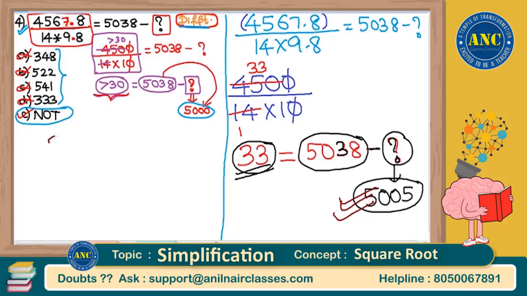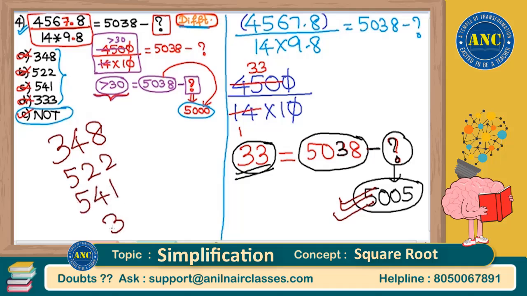But see the answer options. The first option is 348. It is in hundreds, so it cannot be. 520 is also in hundreds, it cannot be. 541 cannot be. 333 cannot be, because all these options are in hundreds. But I should get the range as 5000. The answer is none of these.